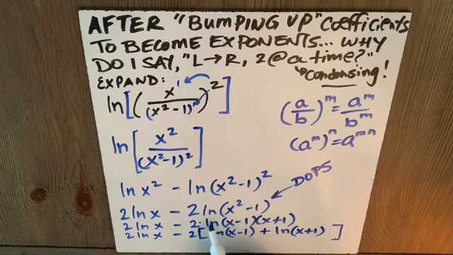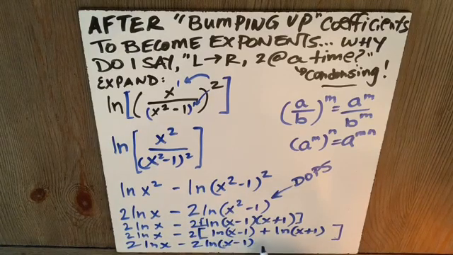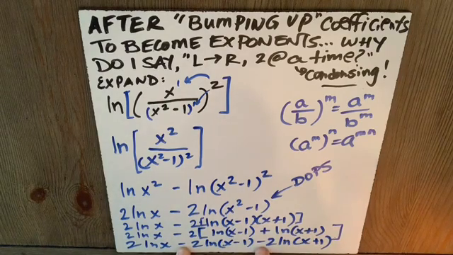So I've expanded this part here, and now it's multiplied by 2, and I can distribute that out. 2 natural log x minus 2 natural log (x minus 1) minus 2 natural log (x plus 1). You got to be careful there because this negative 2 is going to distribute to both. So I should have a minus and a minus here. So important for you to see that.